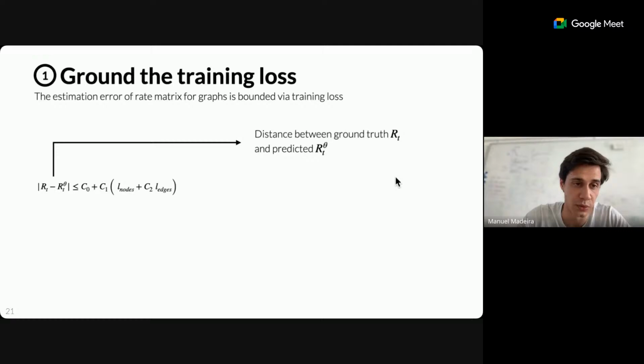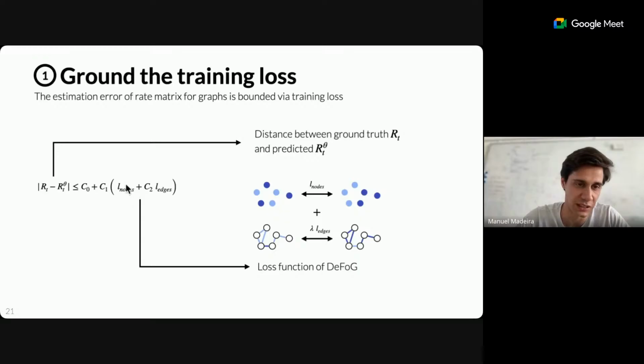throughout the denoising process. We upper bound this by two terms, one term that is constant and a second term, where all the C's are constants, and we will have implicitly the loss that we actually use for DeFog. For L node, we will have the cross entropy between all the nodes, and then we will have a weighted version of the loss between edges, again cross entropy between edges. Note that this constant can be used to weight edges and nodes differently, and this allows us to be more flexible in capturing different topologies.